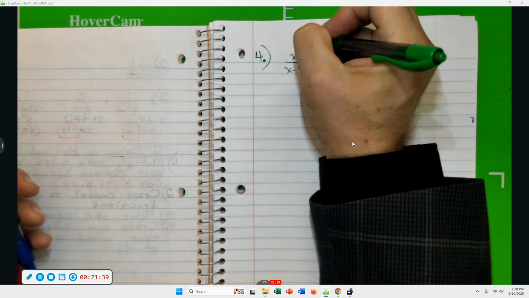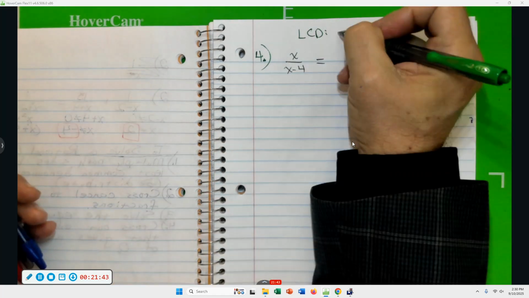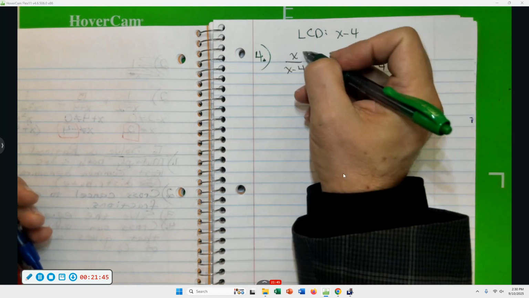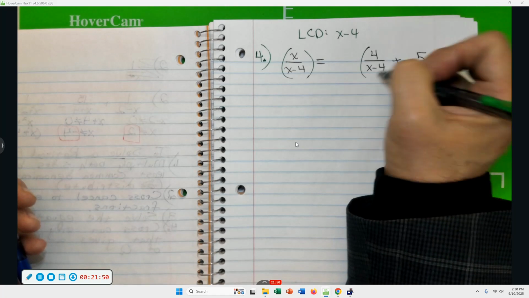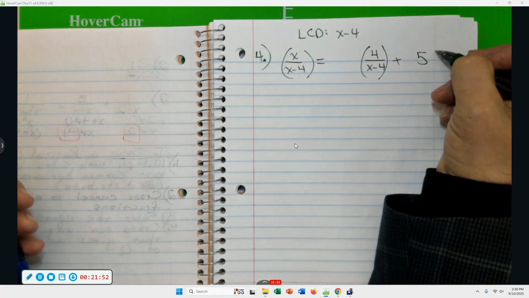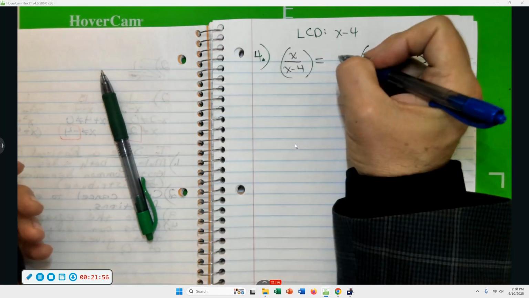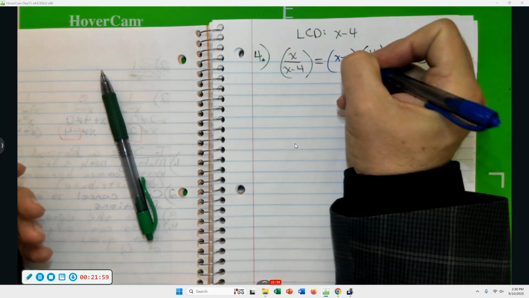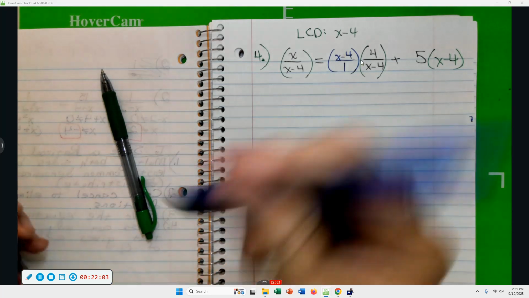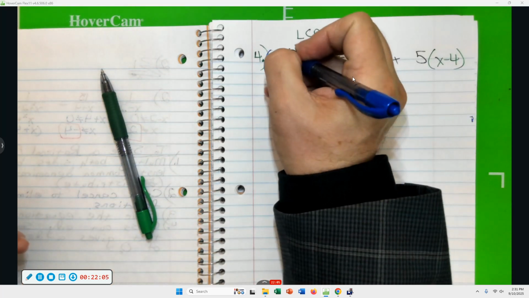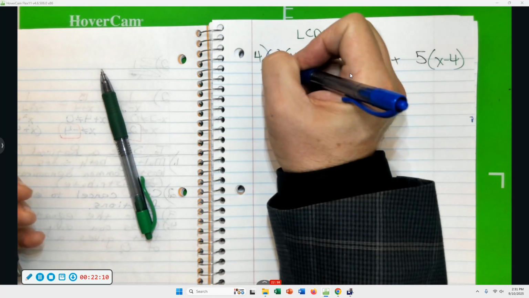If the same denominator appears, then the least common denominator is just the denominator that appears. LCD stands for least common denominator. We're going to multiply by x minus 4. Here I'm multiplying by x minus 4, and I'm going to put it over 1. That just looks better. Here I'm going to multiply; this is where I said I didn't leave enough room. I'm going to put x minus 4 over 1.